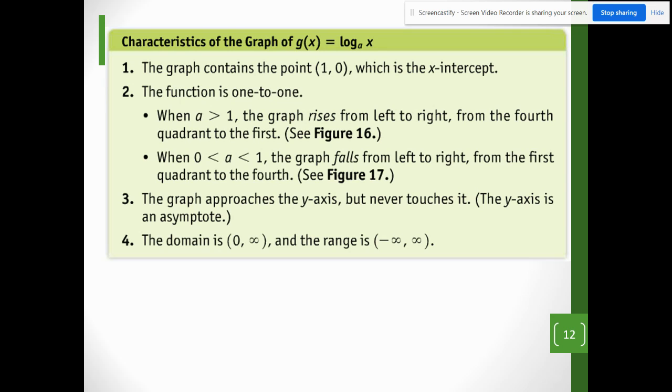So my domain is from 0 to infinity, because how far left does it go? It gets close to 0, right? It gets close to the y-axis, never touches it. And how far right does it go? It goes to the right forever. Now my range: how low does it go? All the way down to negative infinity. How high does it go? All the way up to positive infinity.